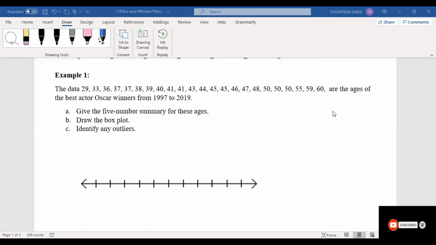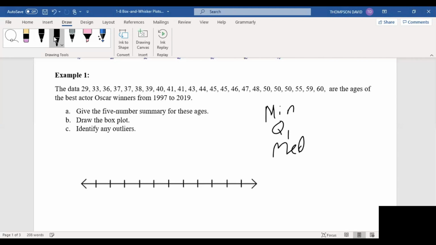Example 1. The data 29, 33, 36, 37, 37, etc. are the ages of the best Oscar winners for actors from 1997 to 2019. Give the 5-number summary for these ages, draw a box plot, and identify any outliers. So recall the 5-number summary is your minimum, your quartile 1, your median, your quartile 3, and your max.